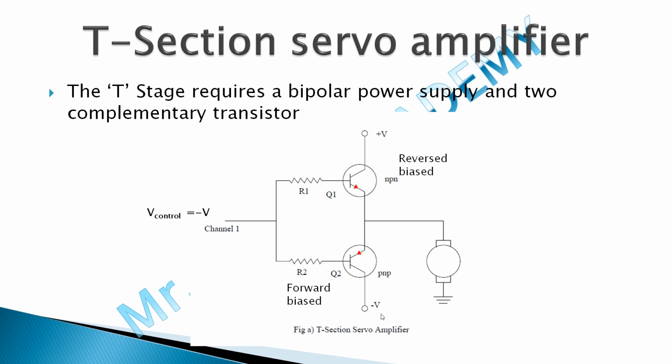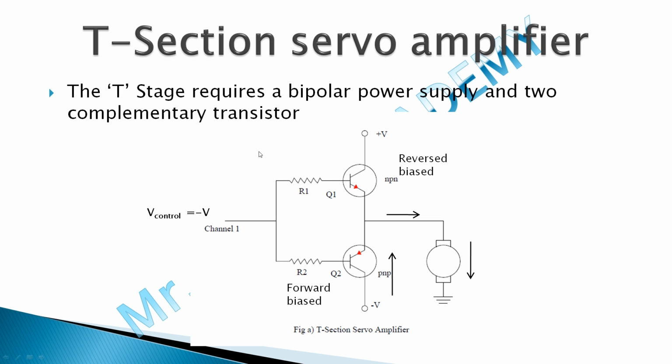As Q2 is on, the current is flowing from the minus voltage across this Q2 transistor to the motor to the ground. As I'm supplying the negative voltage, I'm getting counterclockwise direction. Like this, I'm controlling the speed as well as the direction of the motor. The speed I can control with the help of base current, that we'll study in future. That type of transistor.